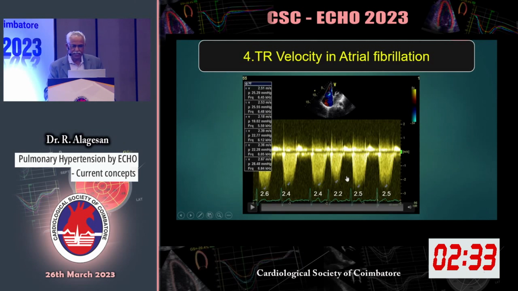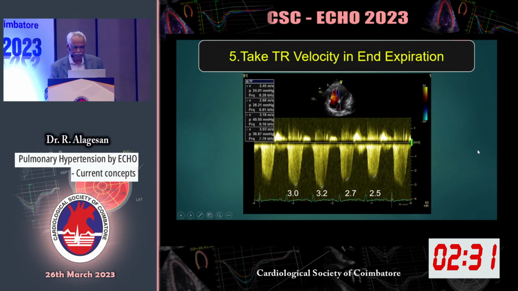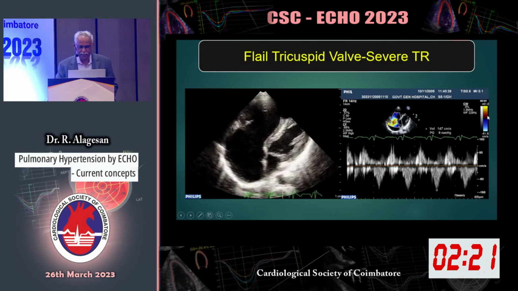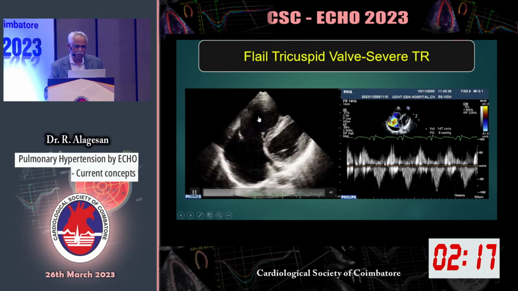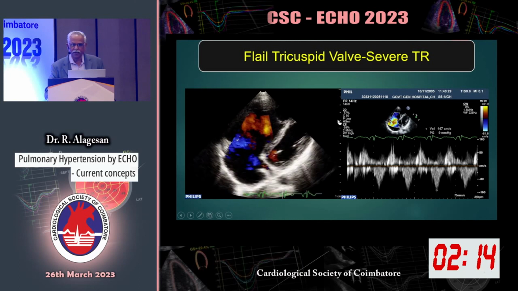And in atrial fibrillation, you have to take an average of 3 to 5 beats. When the velocity is varying during inspiration and expiration, use the end diastolic velocity for diagnosing pulmonary hypertension. And in a flail tricuspid valve, the valve is wide open, so the velocity will be very low.